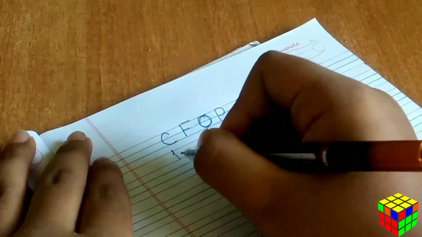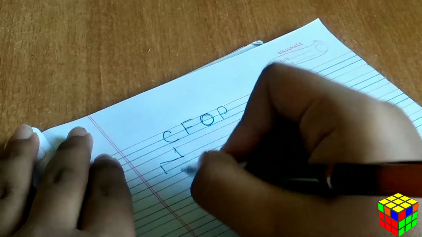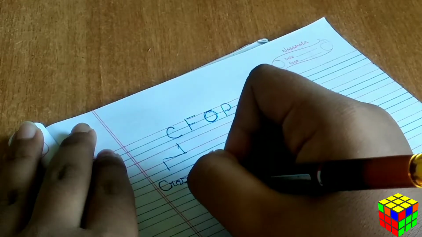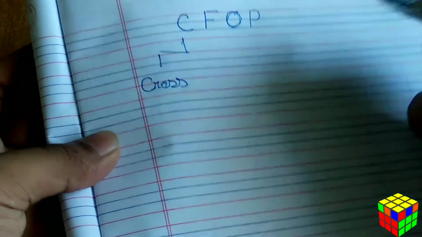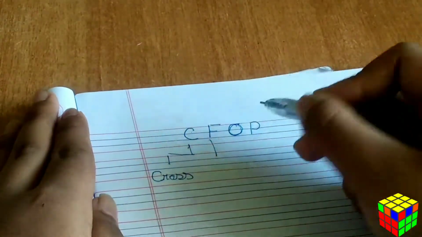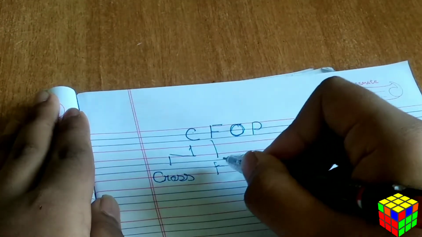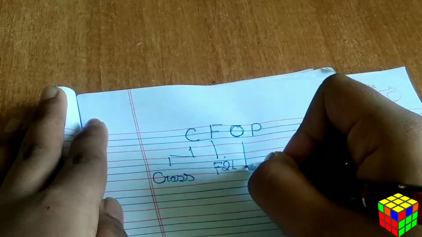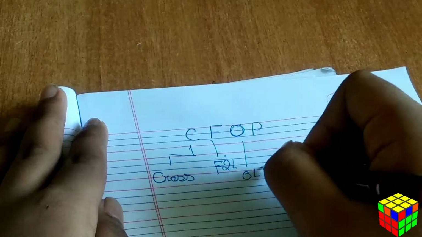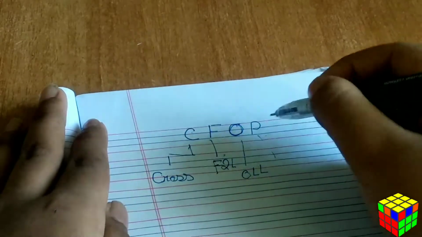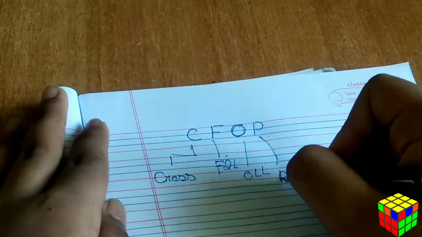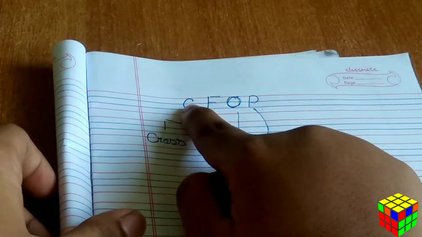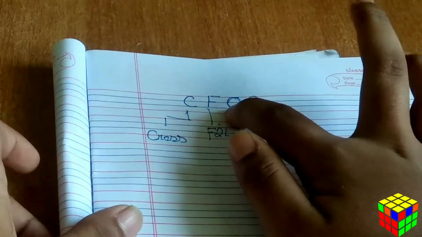CFOP. C stands for cross. I hope you can understand my handwriting, because I can't understand my handwriting nicely, even my teachers also. Then F2L, then OLL, then finally PLL. This is the meaning: first you do cross, then F2L, then OLL and PLL.